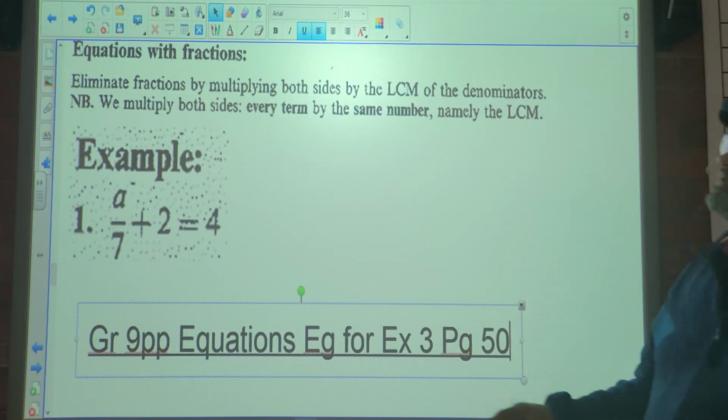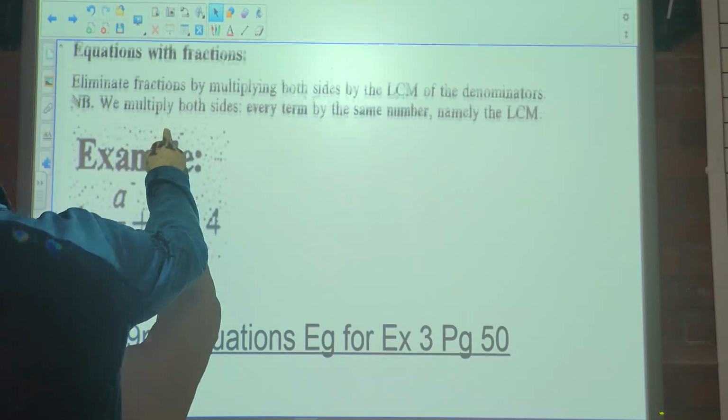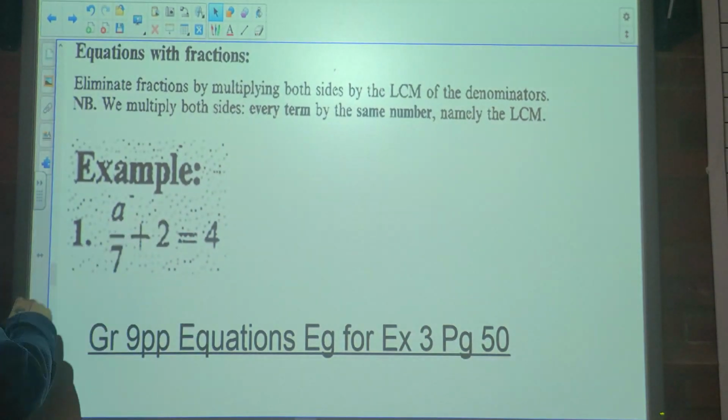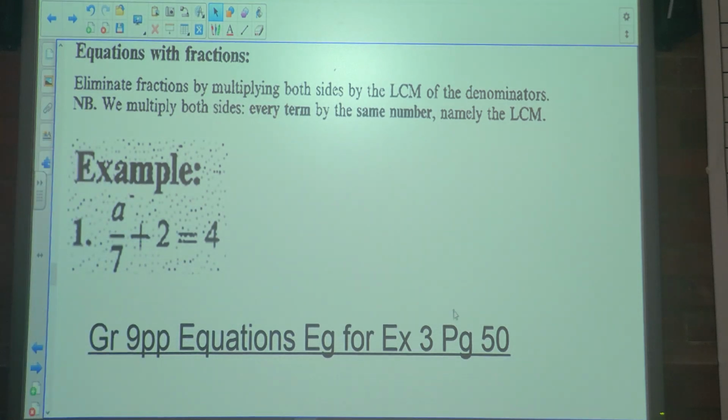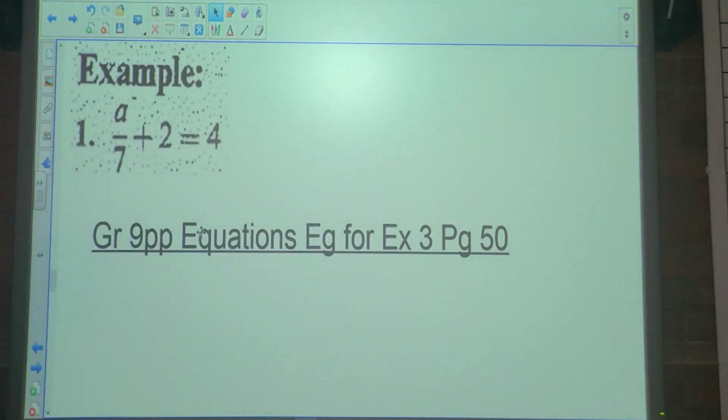Page 50. You guys have watched the video already, or you made notes already? So we are told to eliminate fractions by multiplying both sides by the LCM of the denominators. Important to note, we multiply both sides, every term by the same number, namely the LCM. Okay. So this is the first example for this exercise.